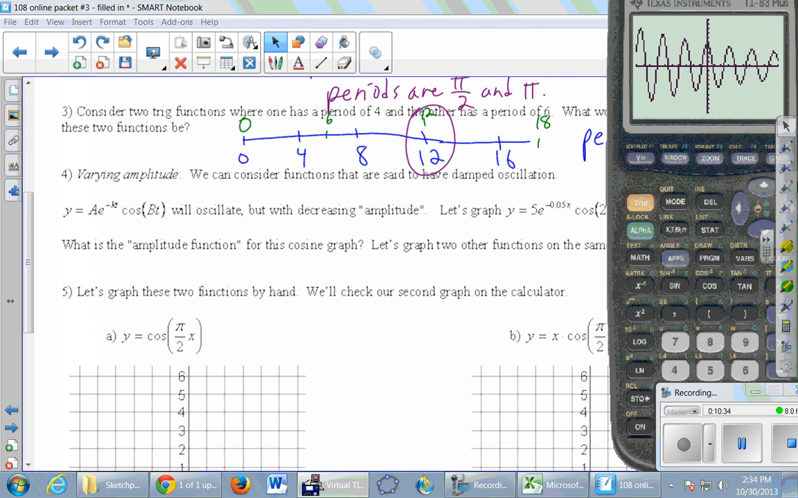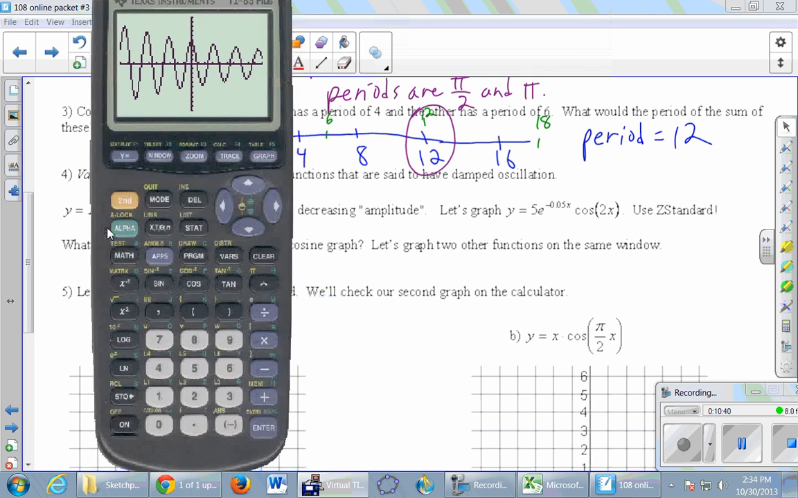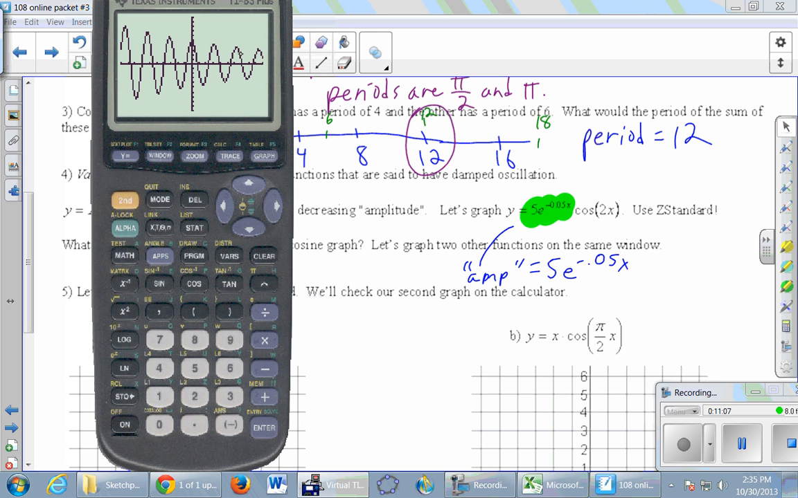Oh, all right, so the question says, what's the "amplitude" function for this cosine graph? And amplitude is in quotes here. Normally the amplitude for a cosine function would be whatever's in the front. So I'm okay kind of informally calling this the amplitude function. I'll put amplitude in quotes, but the amplitude is this thing in the front, 5e to the negative 0.05x. And we know that that's an exponential decay function, which kind of explains why the peaks look like they are decaying. And the same thing with the troughs. They're not getting down as far as they used to before.